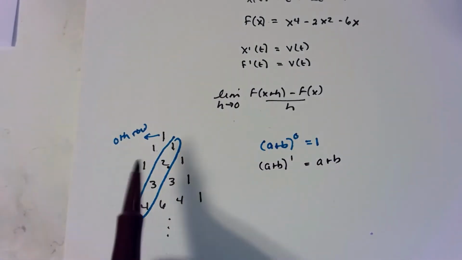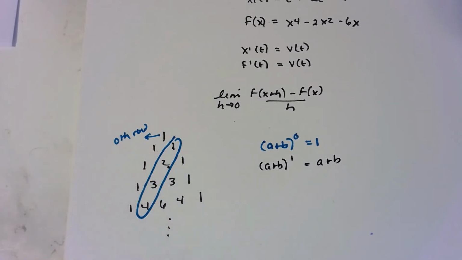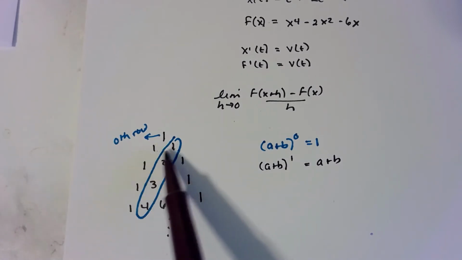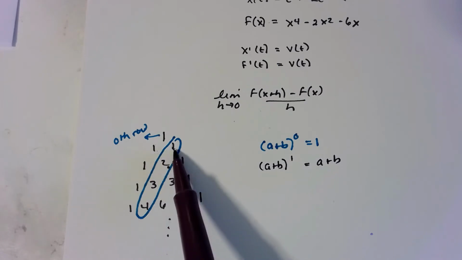So these numbers in each row going across, they represent the coefficients for each term in the binomial expansion. Okay, so I'm in row 1, which is this row, because that's the 1's in the diagonal. So it's this row here, 1a plus 1b.